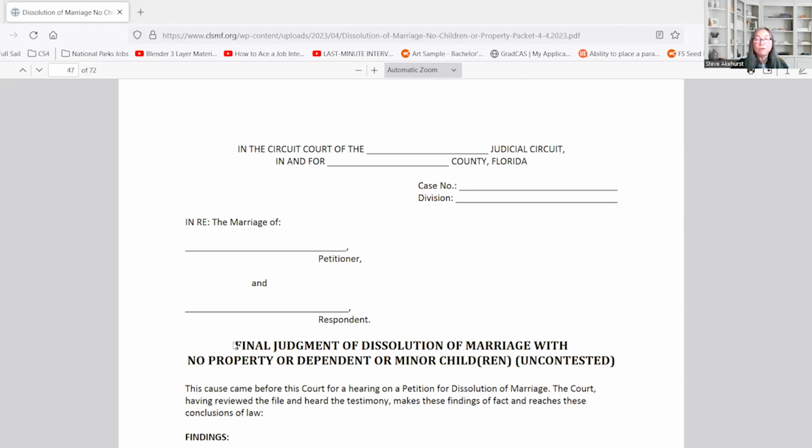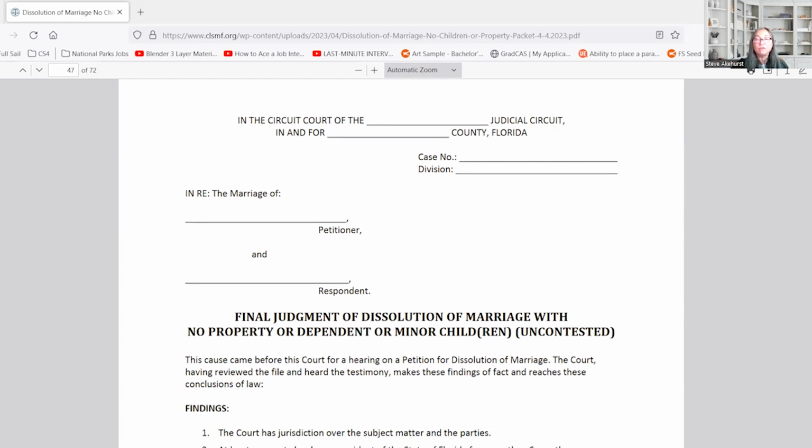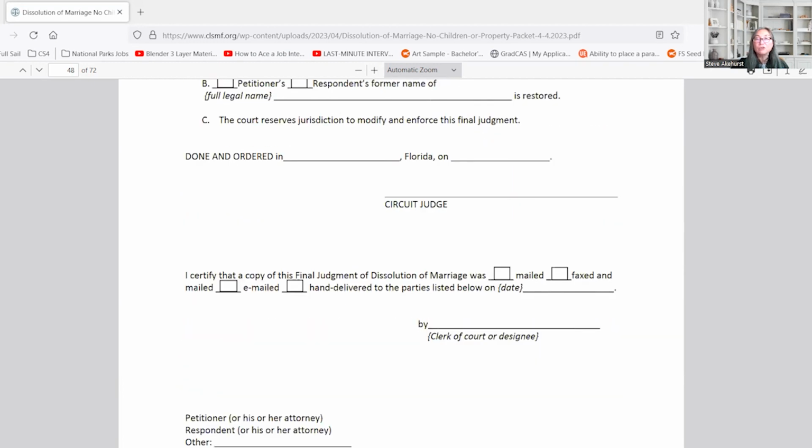So the next form we have for no property, no children is the final judgment. This is the only other form you need. This form does not have to be completed by you. All you have to do is fill out the top. Once the judge grants you the divorce, they will fill this form out, because as it states, this is the final judgment. It basically says you have no children and no property, so you just want the divorce. The judge will grant it and sign this form, and this is the form that you will receive. So those are the only two forms you really need.